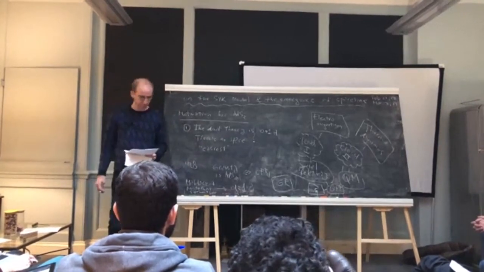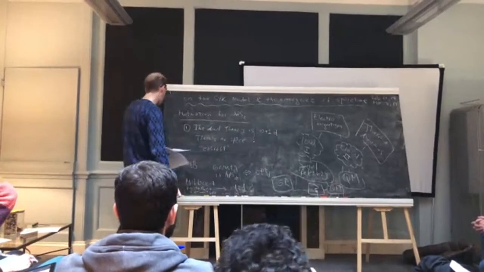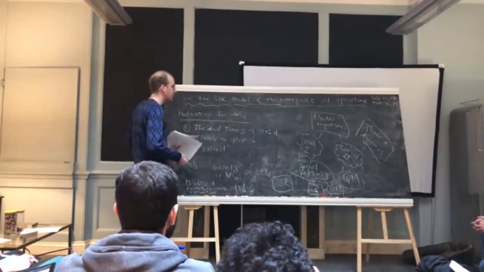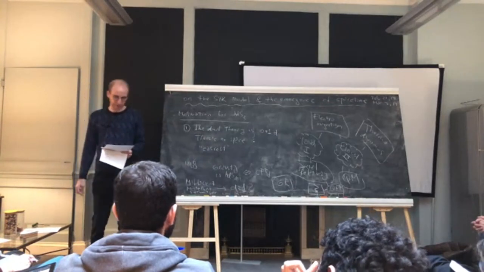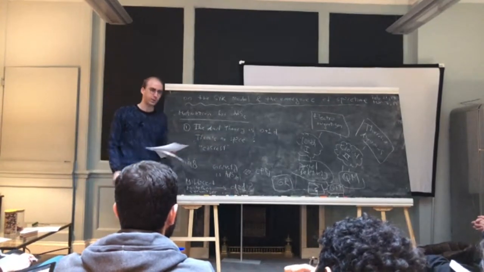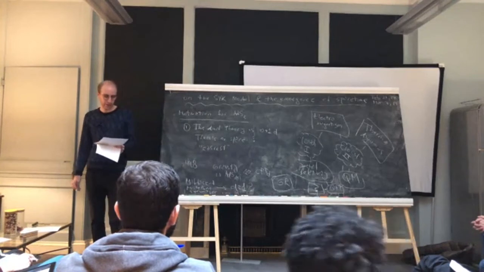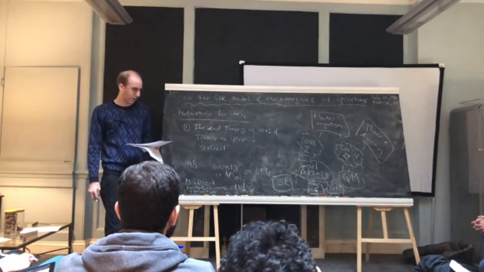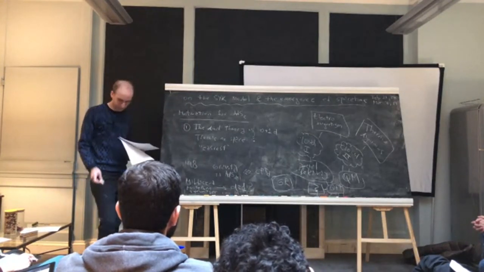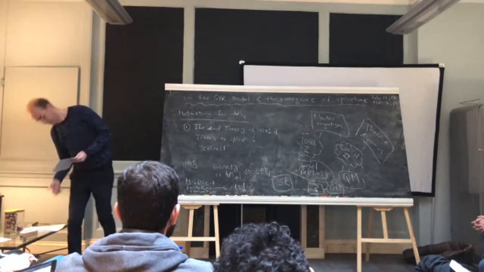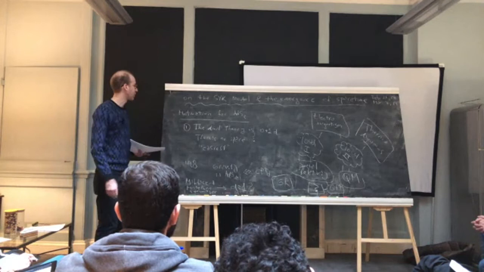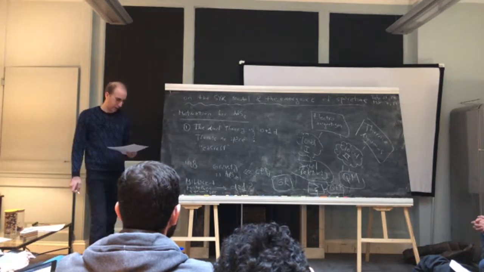And the second reason, the one I want to develop a little bit today, is that AdS2 appears quite universally as the near horizon region of nearly extremal black holes in higher dimensions. So we will be studying two dimensions, but there's a motivation coming from higher dimensional black holes as well.